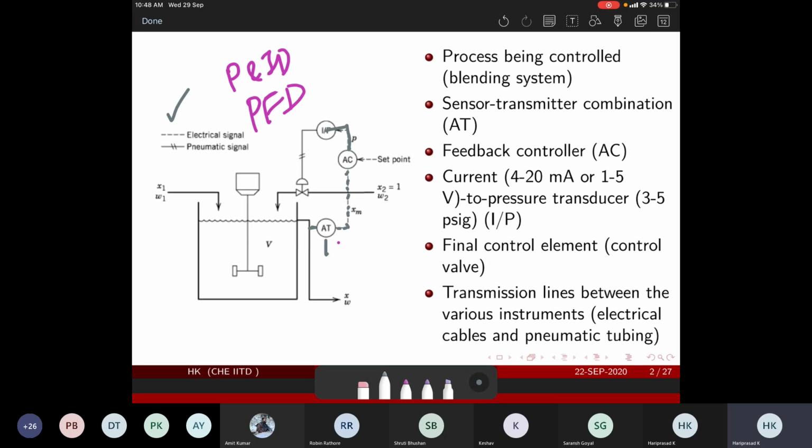But from I to P, because I to P is converting current to pressure, that air pressure is then going and opening your valve. Okay. Then the signal suddenly changes from an electrical signal to a pneumatic signal. A pneumatic signal is generally represented by a line with 2 cuts. It's just to show that it is an air line. And so up till here, this is what I told.